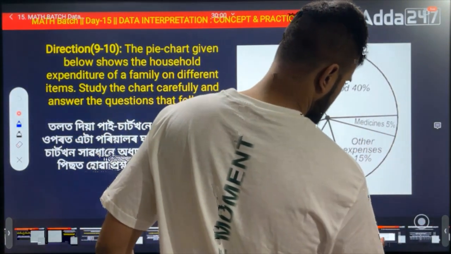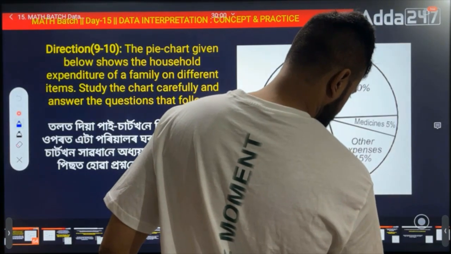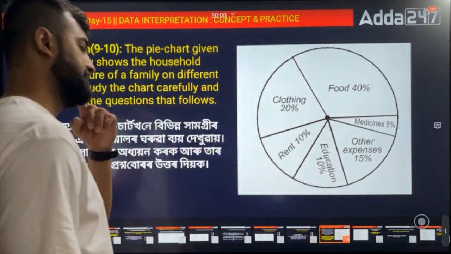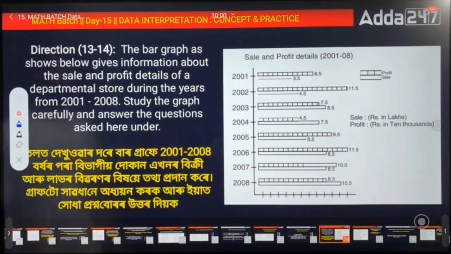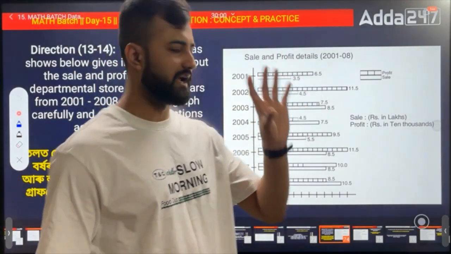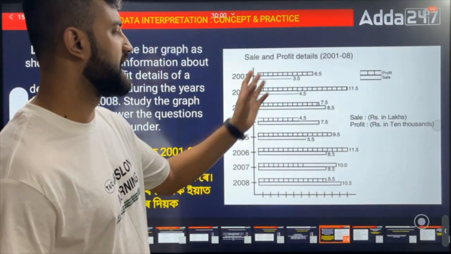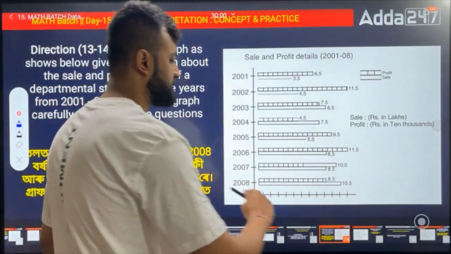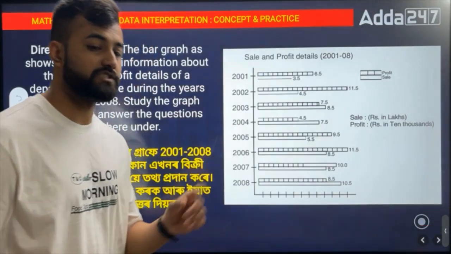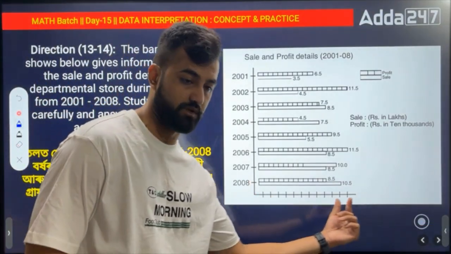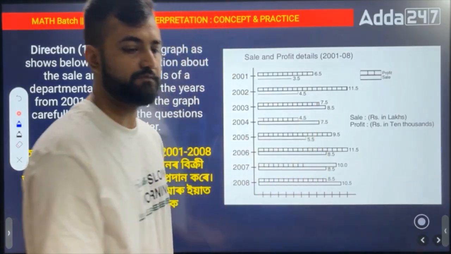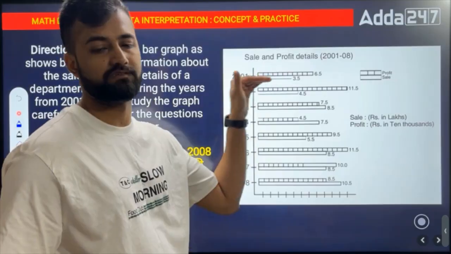And what else do we have? Bar graph. Sometimes they'll give you data like this also. So don't worry, this is a bar graph only, just that they have shifted the axis. Generally in the previous question that we did, the year was given out here, that's why your bar graphs were coming straight. But now they have put the year out here, so that's why it's coming like this. So you don't have to worry.